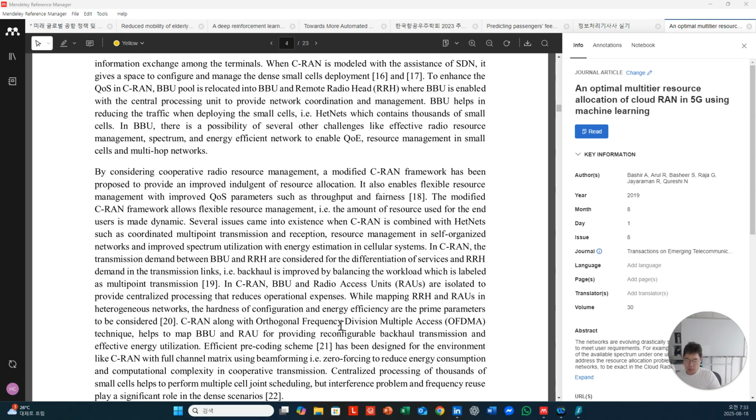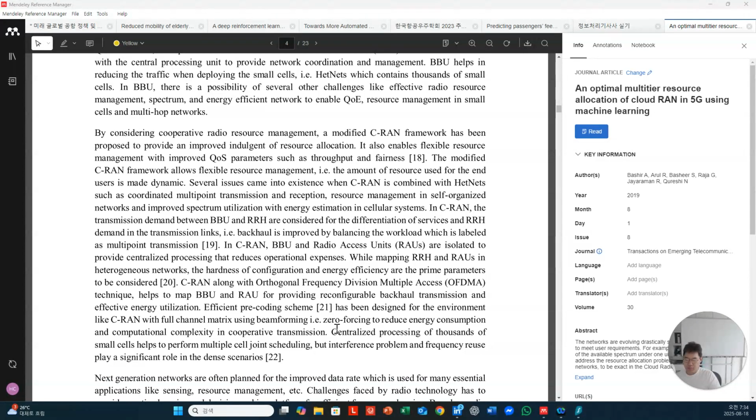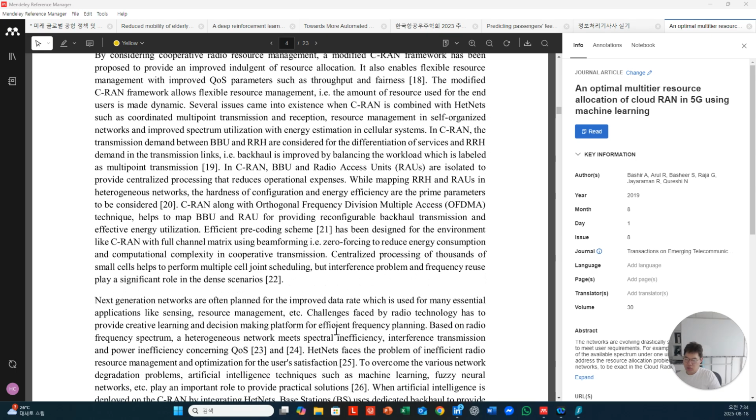An efficient pre-coding scheme has been designed for environments like sharing with full channel matrix using beamforming, i.e. zero forcing, to reduce energy consumption and computational complexity in coordinated transmission. Centralized processing of thousands of small cells helps to perform multiple cell joint scheduling, but interference problems and frequency reuse play a significant role in dense scenarios.